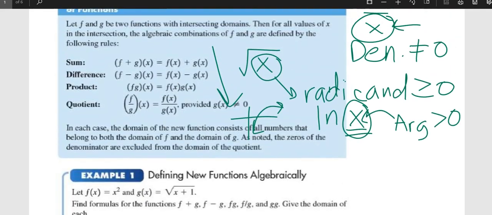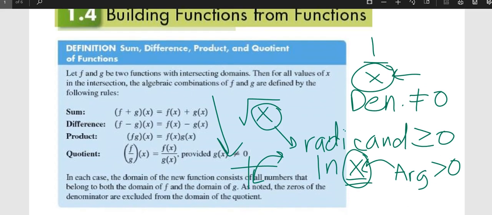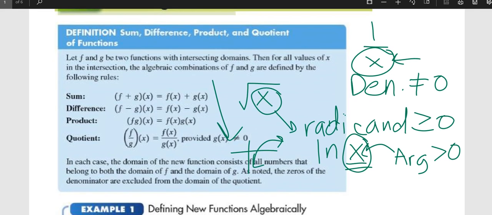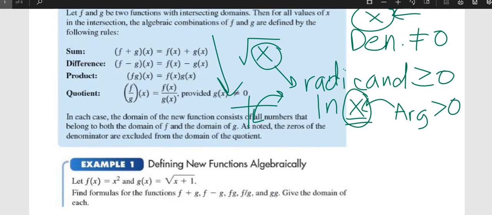Going back, way back. Those 3 facts are extremely important to you. Got them? Okay.